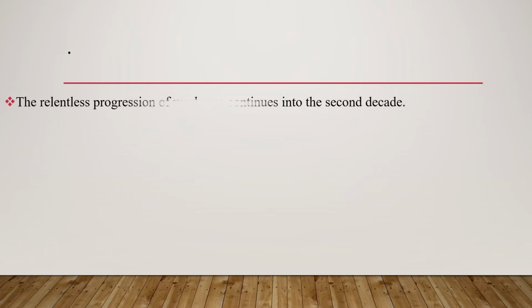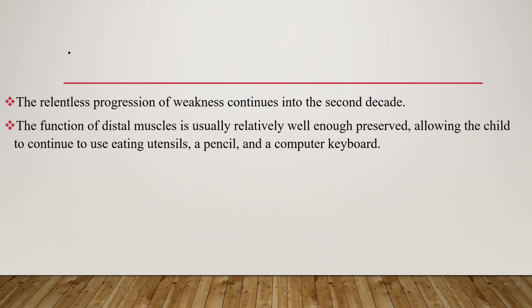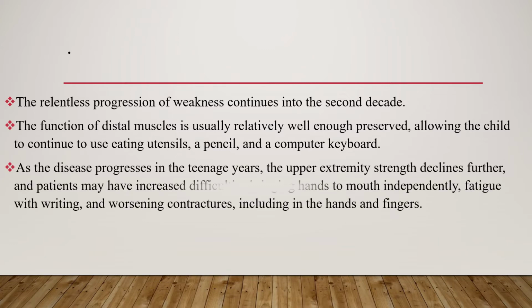The relentless progression of weakness continues into the second decade. The function of distal muscles is usually relatively well preserved, allowing the child to continue to use eating utensils, a pencil, and the computer keyboard. As the disease progresses in the teenage years, upper extremity strength declines further, and the patient might have increased difficulty bringing hands to mouth independently, fatigue with writing, and worsening contractures, including of the hands and fingers.